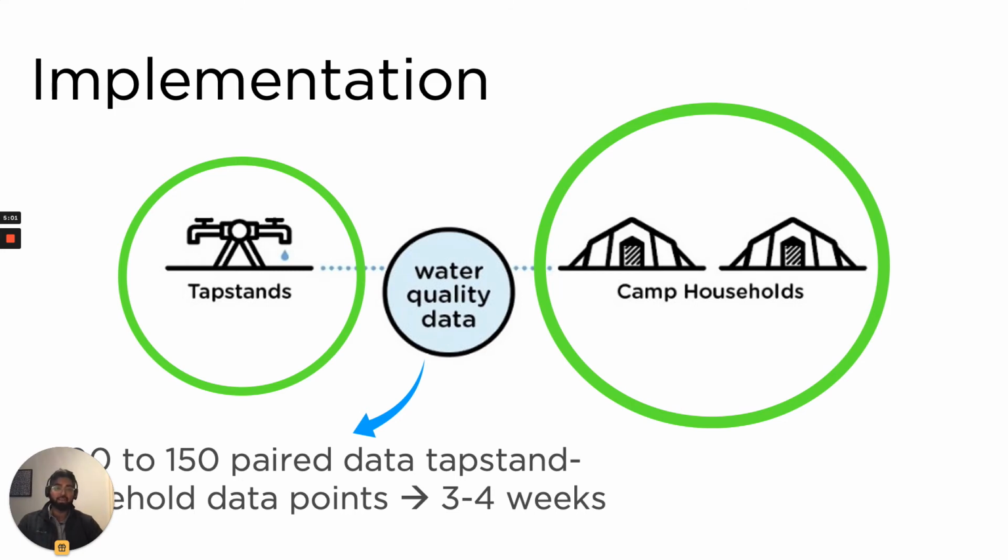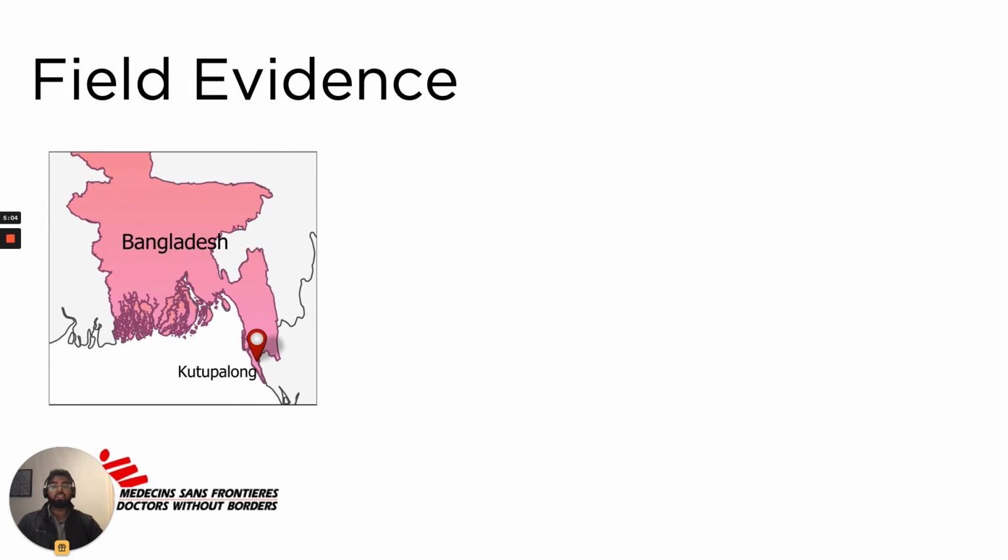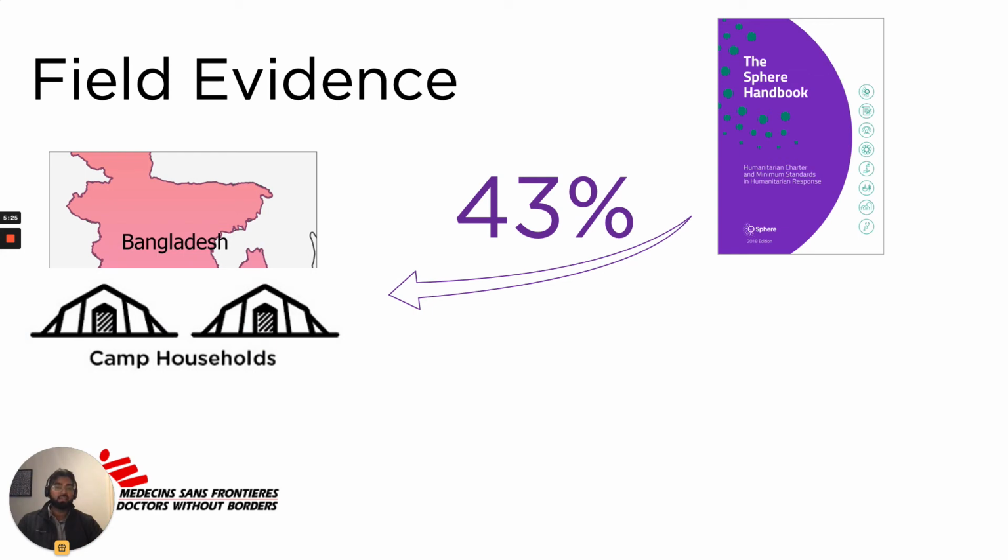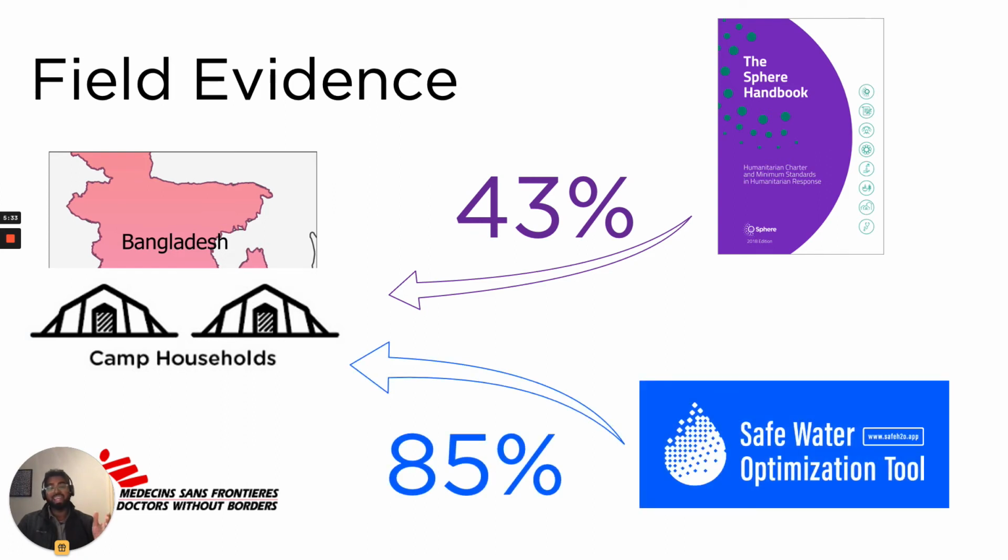Now, we carried out a 6-month proof of concept pilot study of the SWOT with MSF at the Kutupalong Balukhali refugee site in Bangladesh. We did this in order to evaluate if the SWOT could improve household water safety outcomes compared to the status quo SPHERE guidelines. At Kutupalong, the SPHERE FRC target at tap stands resulted in about 43% of sampled households having sufficient chlorine protection 15 hours later. On the other hand, the SWOT recommendation resulted in 85% of sampled households having sufficient chlorine protection 15 hours later.